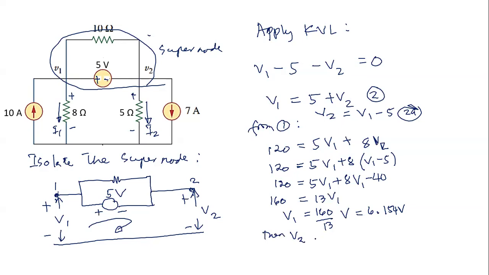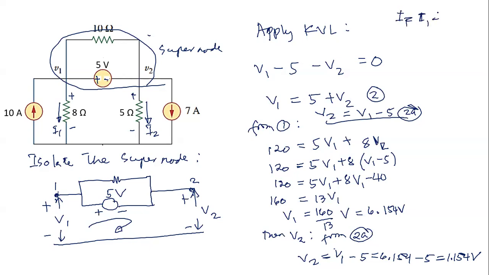So then solve V2. In solving for V2, we'll just use equation 2A. So V2 equals V1 minus 5, or you have 6.154 minus 5, that is equal to 1.154 volts.